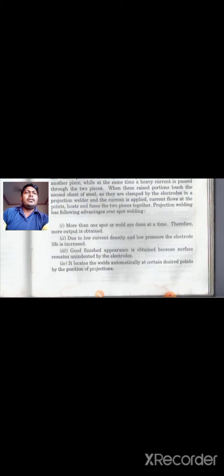Due to low current density and low pressure, the electrode life is increased. Good finished appearance is obtained because the surface remains free from indentation by the electrodes. It locates the weld automatically at certain desired points by the position of the projections.